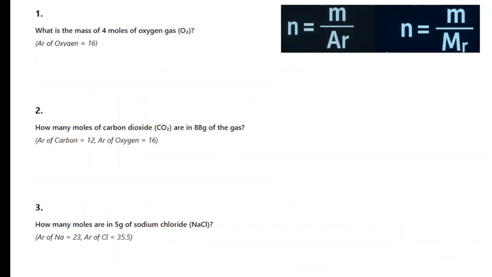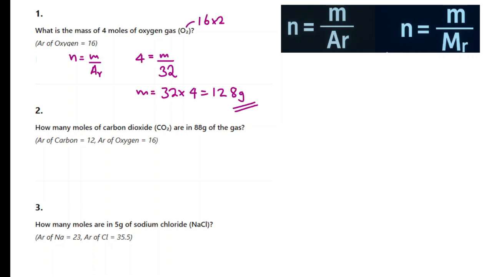Here are 3 questions for you to try. Please pause the video and give them a try. When you're ready for the answer, press play. Here's the answer for the first question. Oxygen is 16 times 2 because it's O2, diatomic. n equals m over Ar because oxygen is an element. 4 is equal to m, I don't know, over 32. Now 32 becomes a multiplication. The answer is 128 grams.